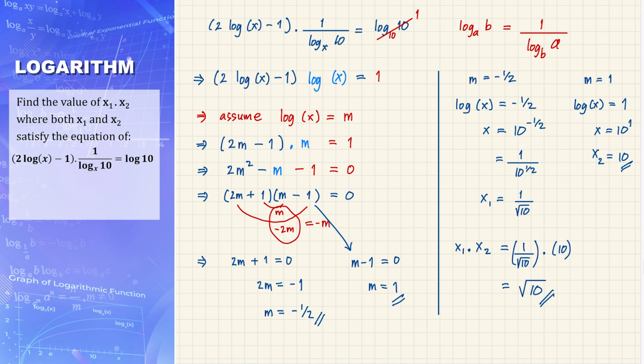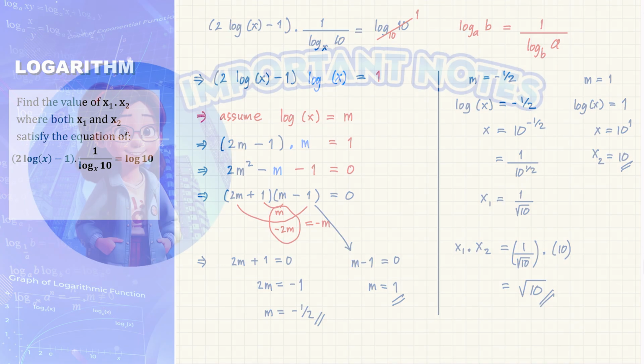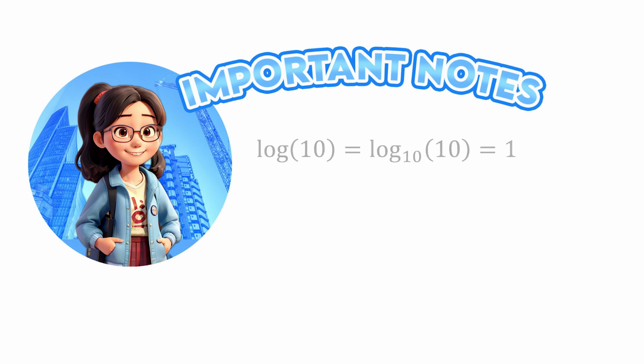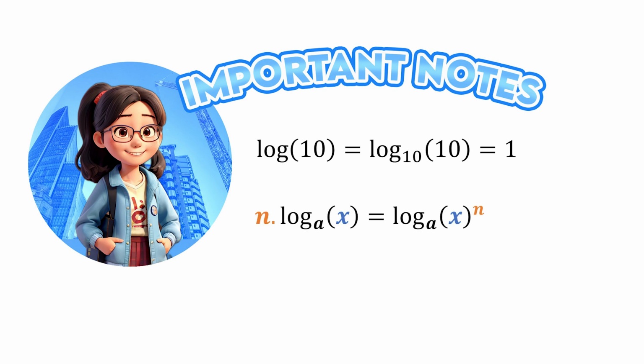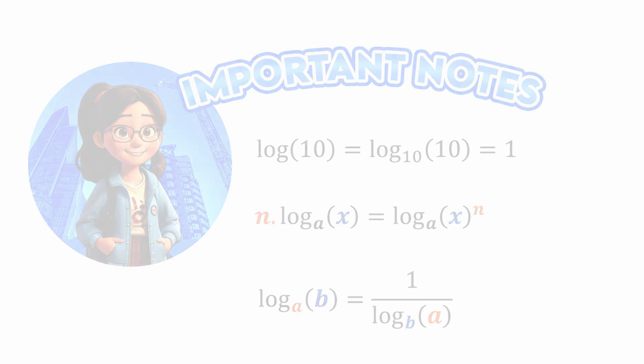That's the discussion on logarithm problems this time. Here are some important notes regarding the properties of logarithms. We have a rule about base 10 logarithms, which are often simplified by not explicitly mentioning the base. Next, we have the power property of logarithms. Lastly, we have the property about the change of base of logarithms. Hopefully, it is useful for us in solving problems related to logarithm.